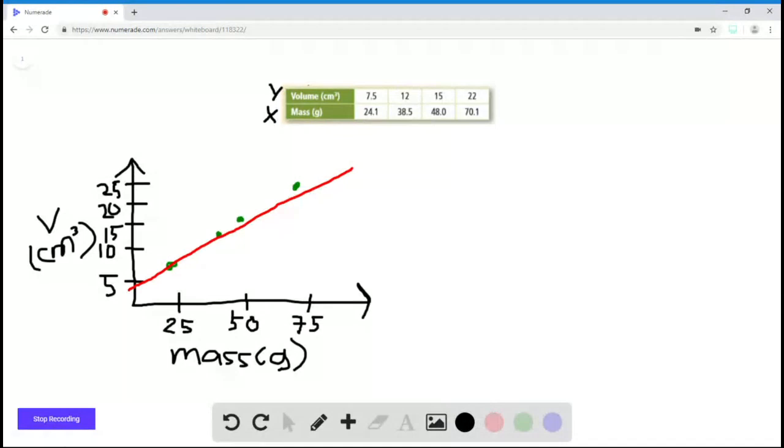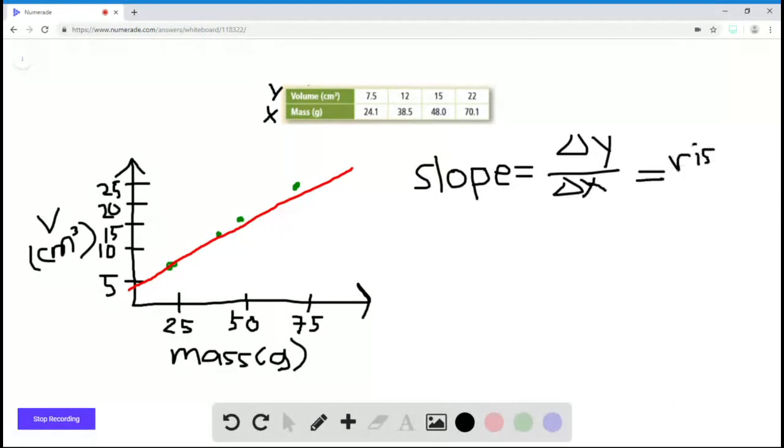So now the question also asks you to figure out what the slope is from these values. So if you remember, the equation for the slope is going to be your change in y over your change in x, which is also going to be a good way to remember that, it's going to be rise over run.